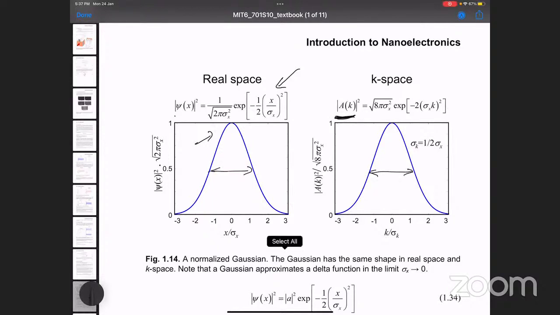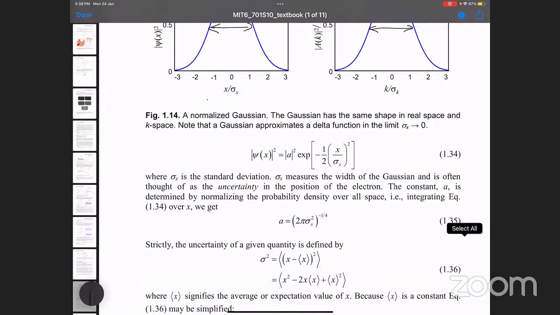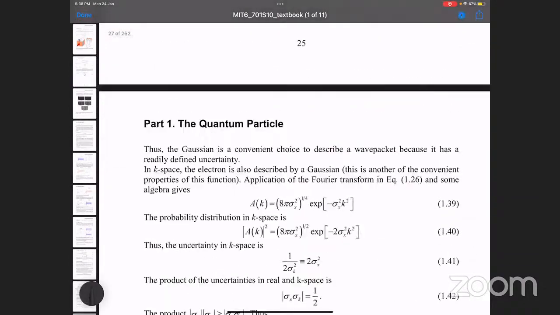But there is a relationship. Sigma here comes in the denominator, while there sigma will come in the numerator. So the wider the particle spreads in real space, the narrower its spread in k space, and vice versa. Using this idea, that is how you derive the uncertainty principle mathematically. We're going to do that.